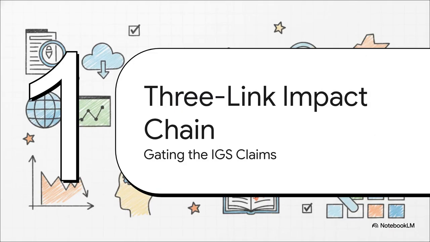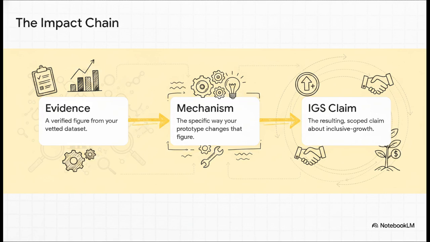Let's move into Section 4, the 3-link impact chain, gating the IGS claims. We're going to shift our focus slightly to the Inclusive Growth Score, or IGS. Specifically, we're looking at the metaphorical gate that blocks completely unsupported claims from entering your capstone proposal. To get an impact claim into your proposal, it absolutely must pass through the 3-link impact chain.